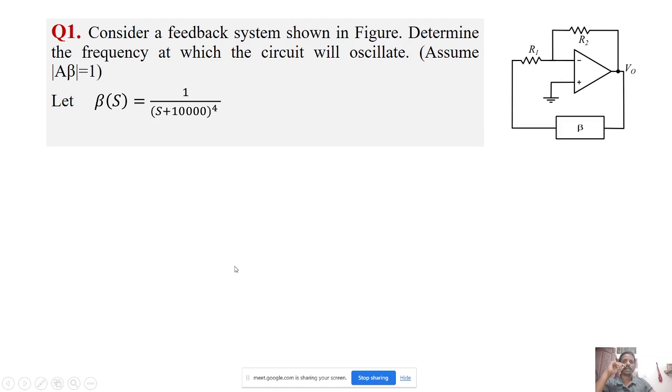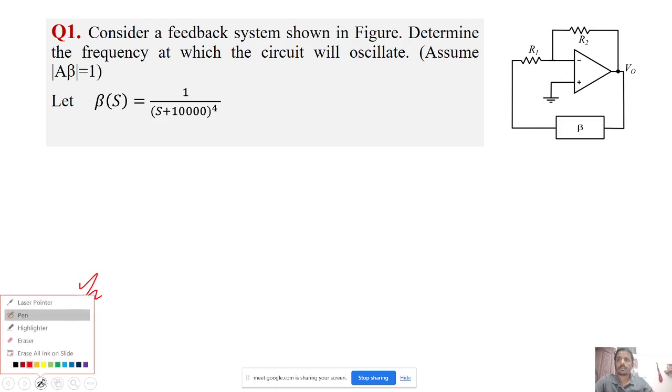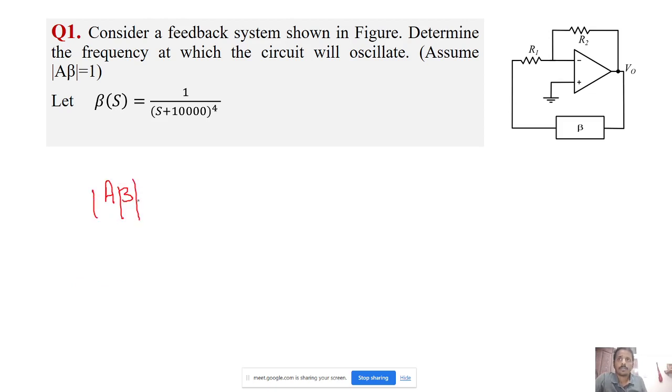Okay, so this is the circuit. As we can see here, this feedback circuit is given with the assumption that A beta is equal to 1.